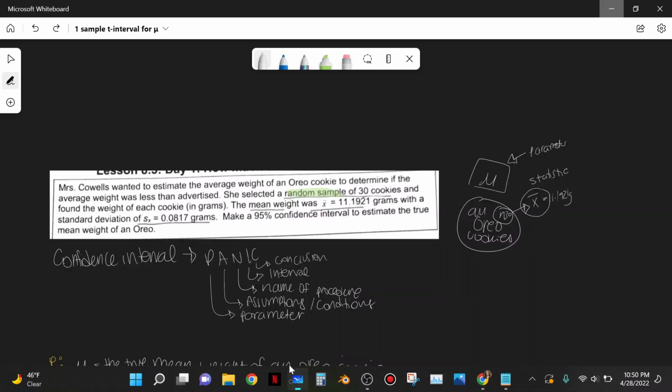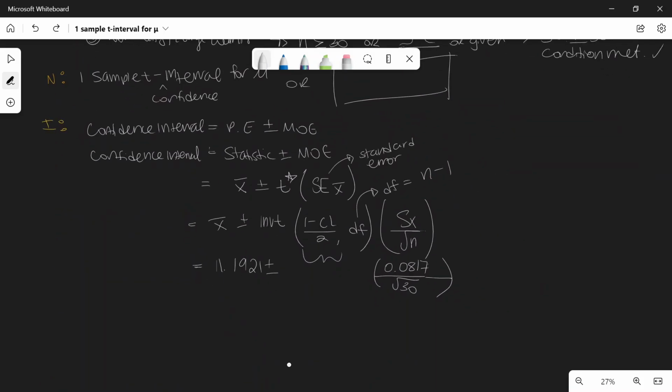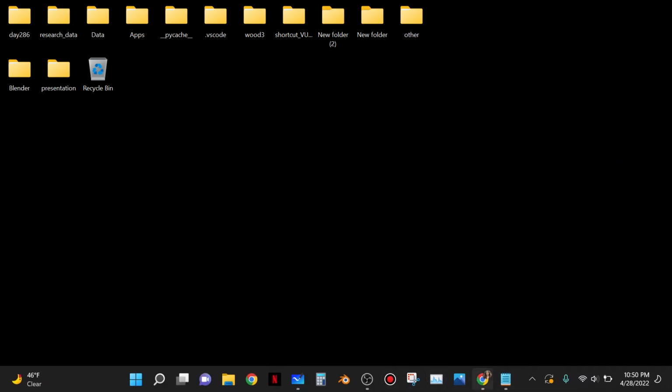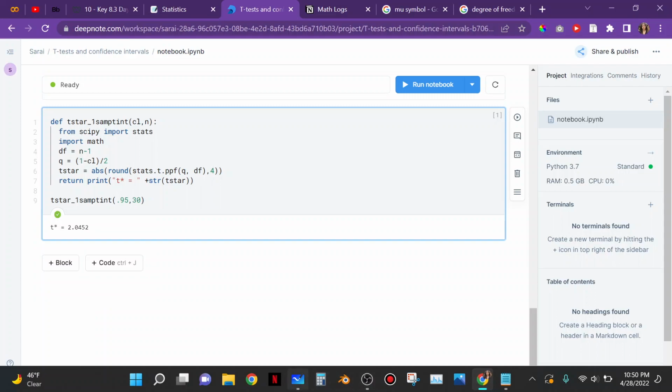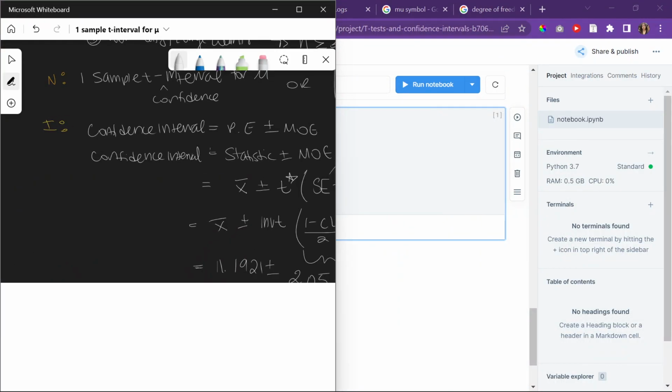So let's go back all the way up here. Let's go down. Where were we? 2.0452. And I forgot how many decimal points you round it to. Is it 2? I think it's 2, just like these stars. So maybe I'll do 2.05. Okay, and that's what we have so far. And then I will multiply these two numbers together. So let me do that real quick.